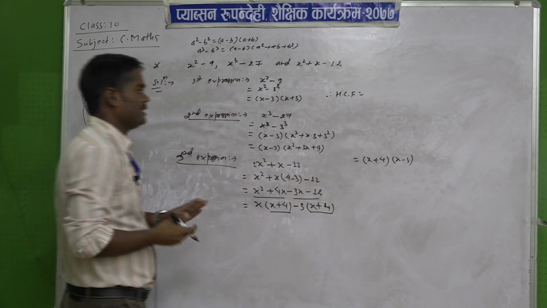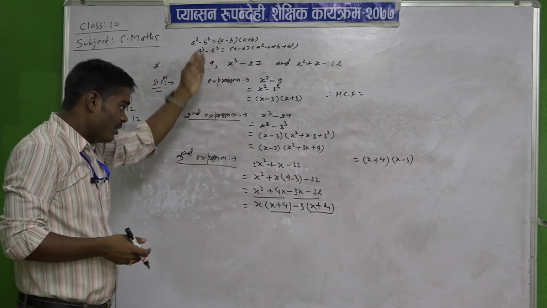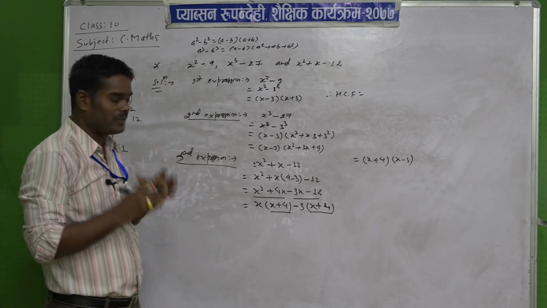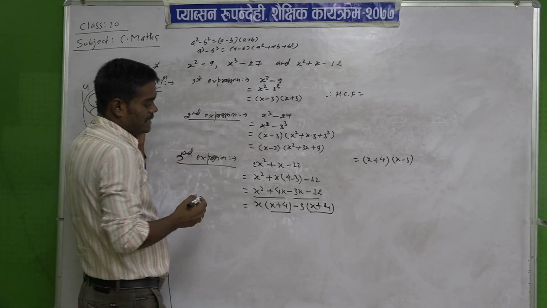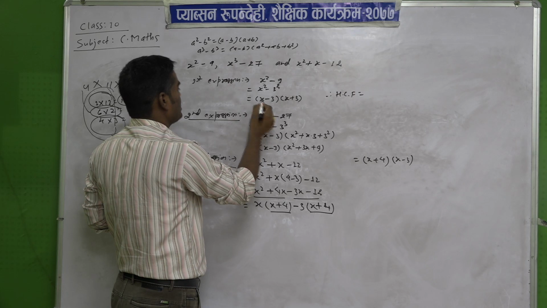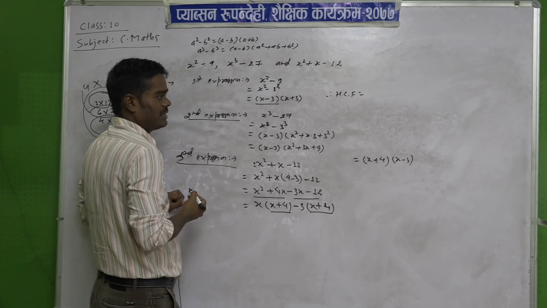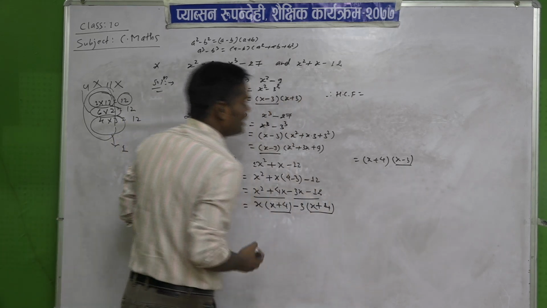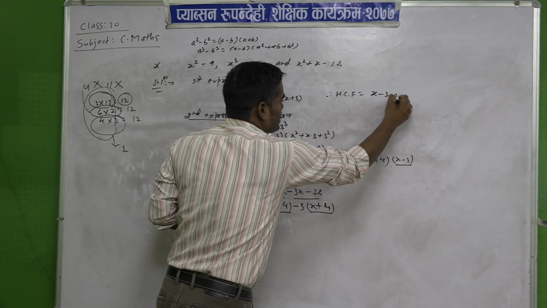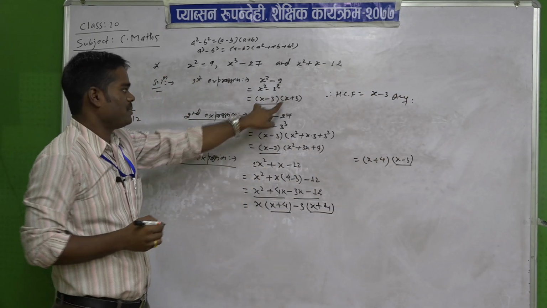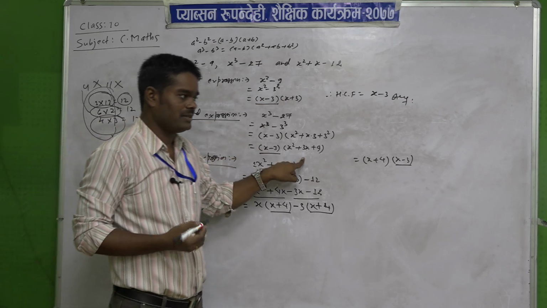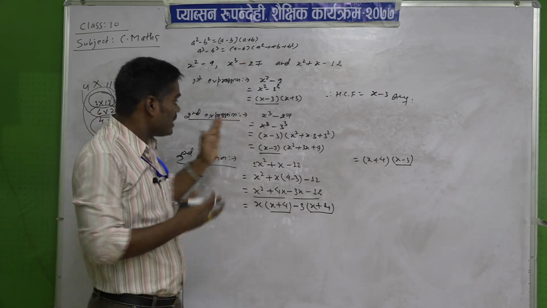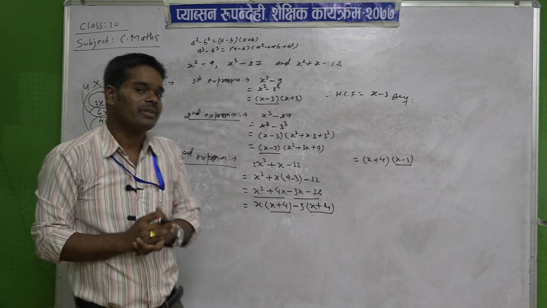SCF. See here, in all 3 expressions, if common then only we have to take, not only in 2. In the first expression x minus 3 is here, in the second expression x minus 3 is also here, in the third expression x minus 3 is also here. So, this x minus 3 is the SCF. Here x plus 3 in the second expression is not there, third expression also not there. So, what is common in all 3 expressions, only that we have to take.